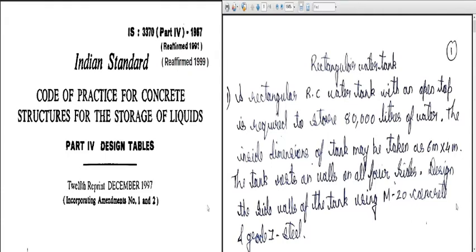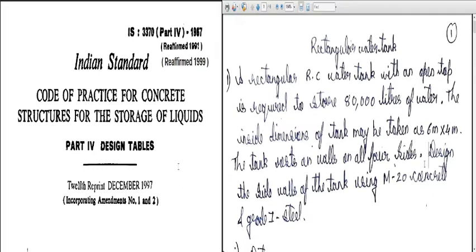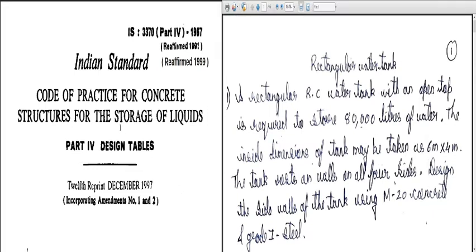In the previous classes, we have already designed the rectangular water tank. We have seen what the dimensions and moments are. We have also calculated the moments for the short side of the wall and the long side of the wall. Today we'll deal with the detailing of reinforcement, that is the drawing. So we will have a rough idea once more.